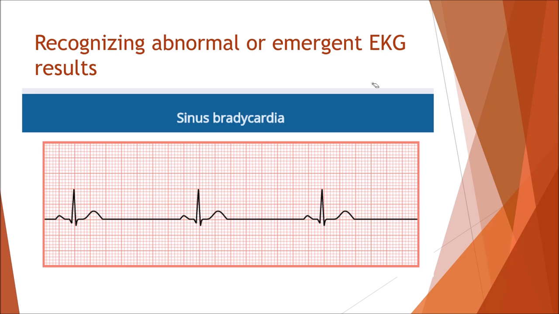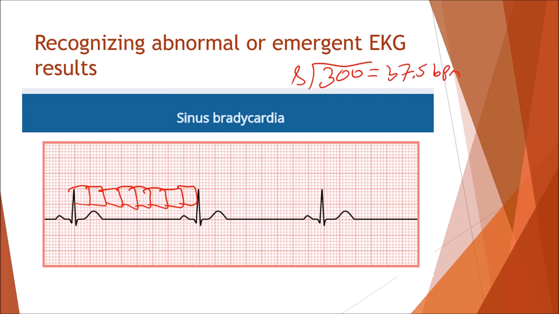Now, another rule you need to know is the 300 rule. For this one, we're not going to use the little squares, we're going to use the big squares. So here we have one big square, two, three, four, five, six, seven, eight big squares. So we're going to divide 300 by 8, which equals 37.5. As you can see, it's the same as the 1500 rule, just a little bit different.